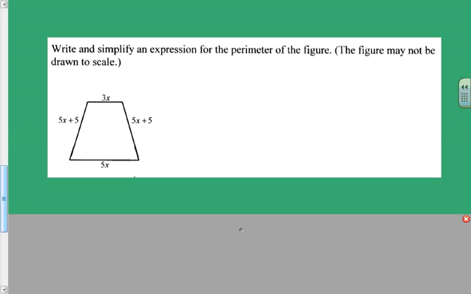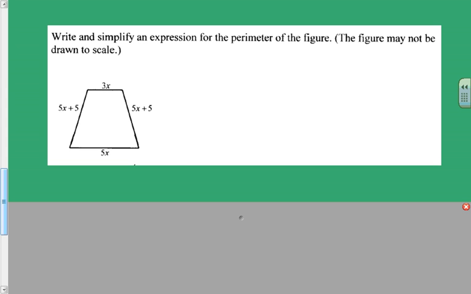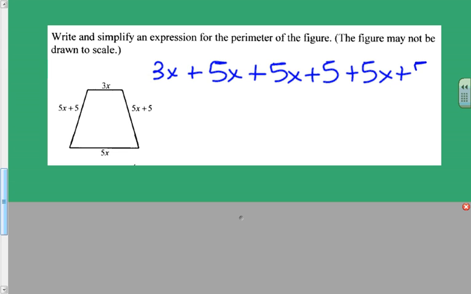You're going to see a problem kind of like this on your paper. I want to make sure you understand how you find the perimeter of any figure. Did you add all the sides together? Well, when you see sides in expressions like 5x plus 5, just put all these terms together in one long sentence. So I'm going to start at the top with 3x. Then I'm going to add 5x at the bottom. Then I'm going to add the 5x plus 5 twice, because there are 2 sides. Now, if I added all this together, that would be an expression that would represent the perimeter of this figure.